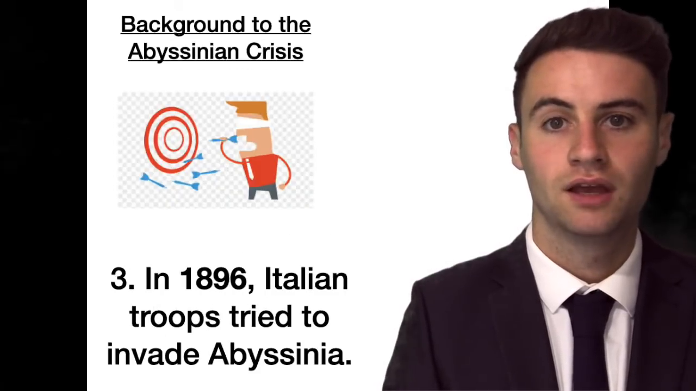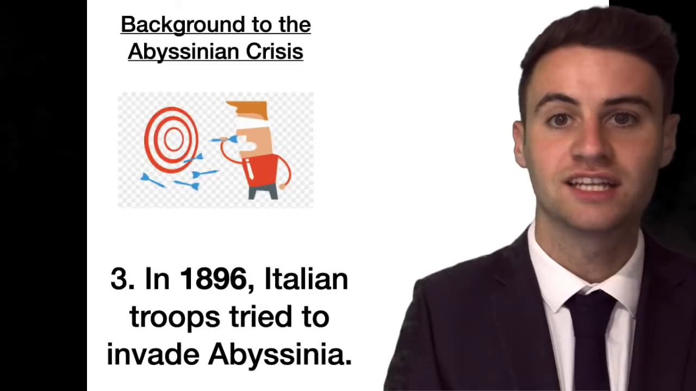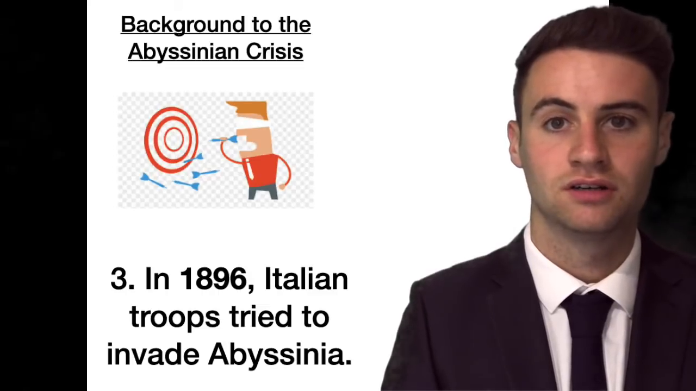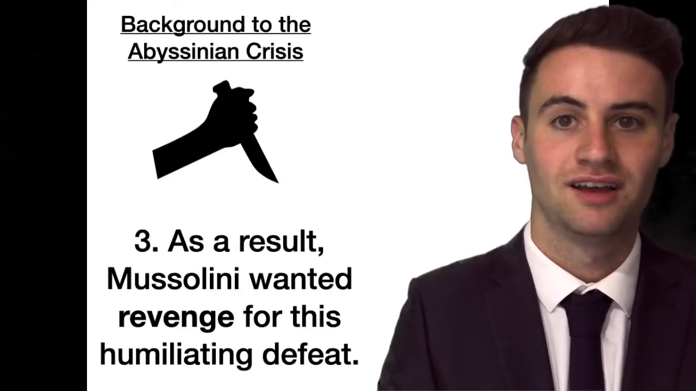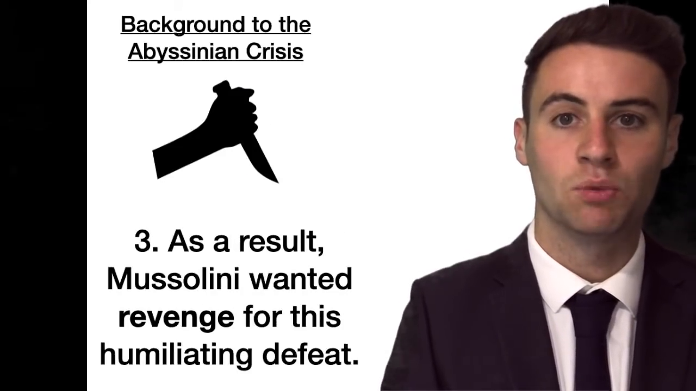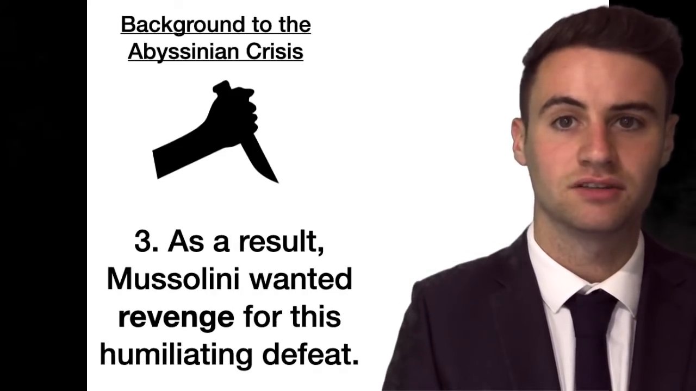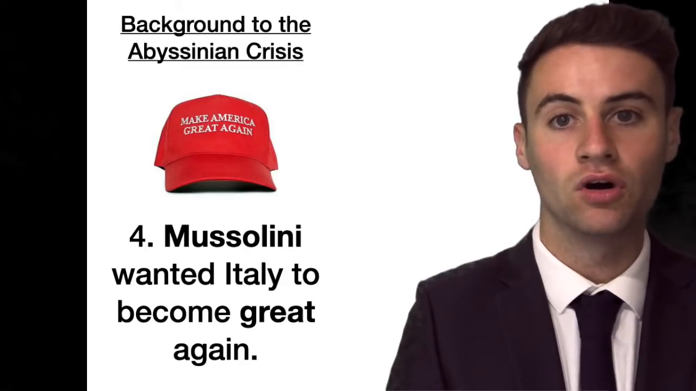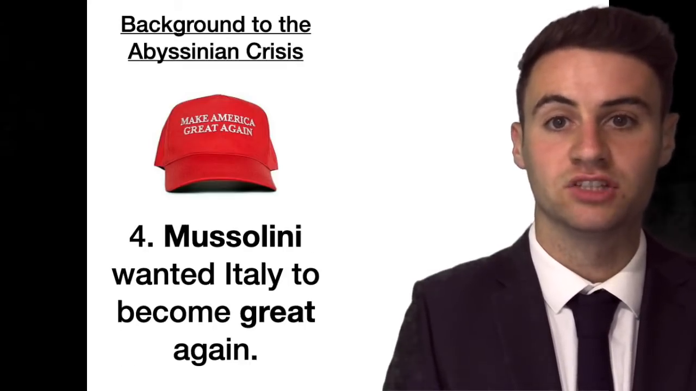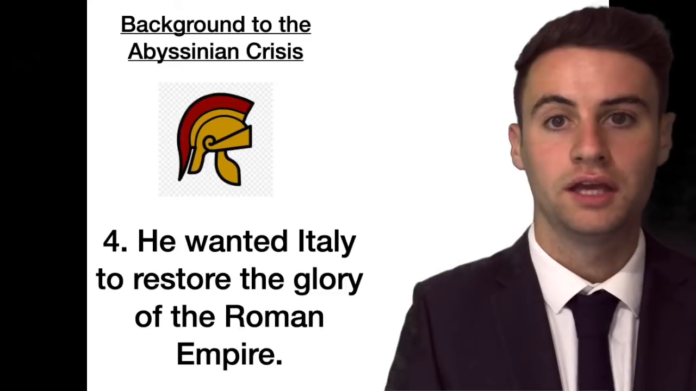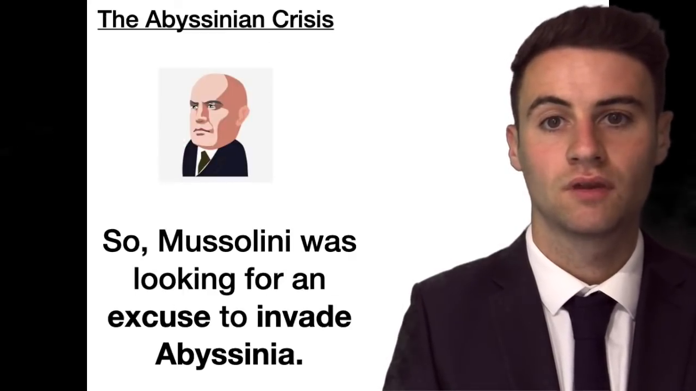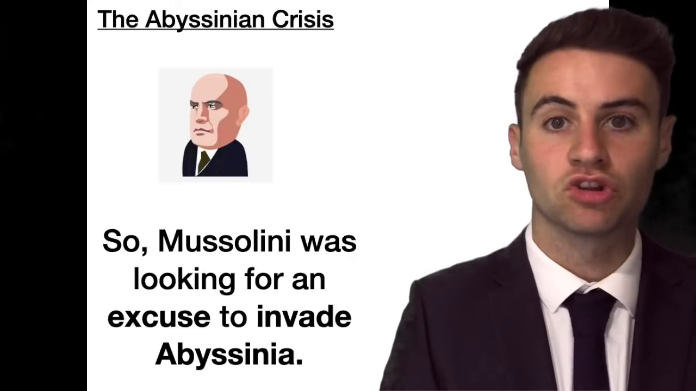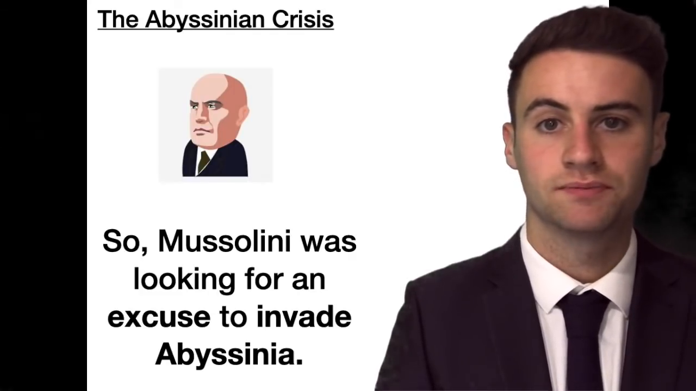Reason three: in 1896, Italian troops tried to invade Abyssinia, but Italy suffered an embarrassing defeat by Abyssinia. As a result, Mussolini wanted revenge for this humiliating defeat. And four: Mussolini wanted Italy to become great again. He wanted Italy to restore the glory of the Roman Empire. So Mussolini was looking for an excuse to invade Abyssinia.